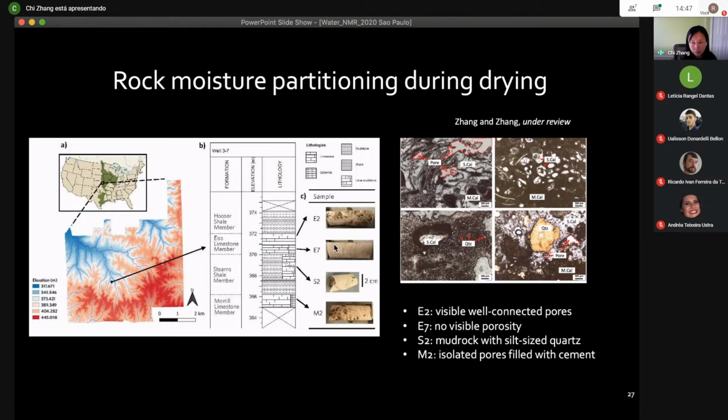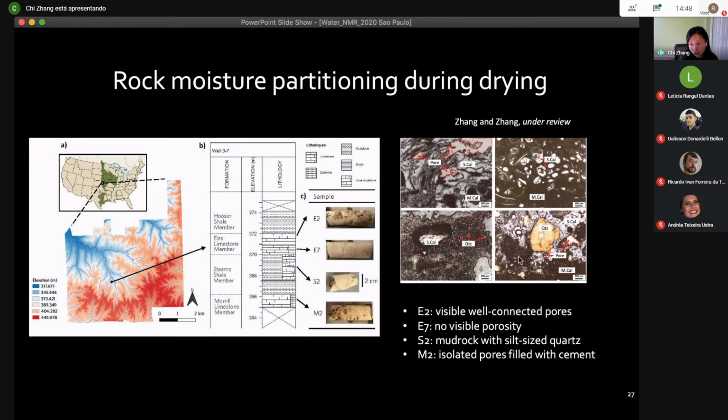So we first took out a sample and made some thin sections out of it, trying to look at the mineralogy of these different samples. And just some quick observations. The E2, which is the Ione limestone sample, we see some visible well-connected pores, and for the lower part of that, however, we don't see visible porosity. And for the Moreland limestone, which is the one on the left, showing this M2, and this one showing isolated pores filled with some cement.